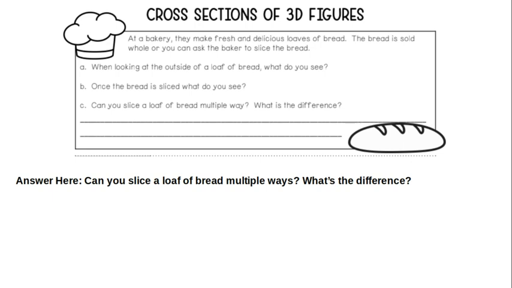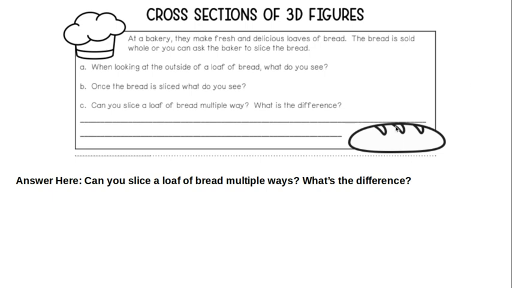At a bakery, they make fresh and delicious loaves of bread. The bread is sold whole, or you can ask the baker to slice the bread. When looking at the outside of a loaf of bread, what do you see? Once the bread is sliced, what do you see? And then the question that's going to be asked is, can you slice a loaf of bread multiple ways?